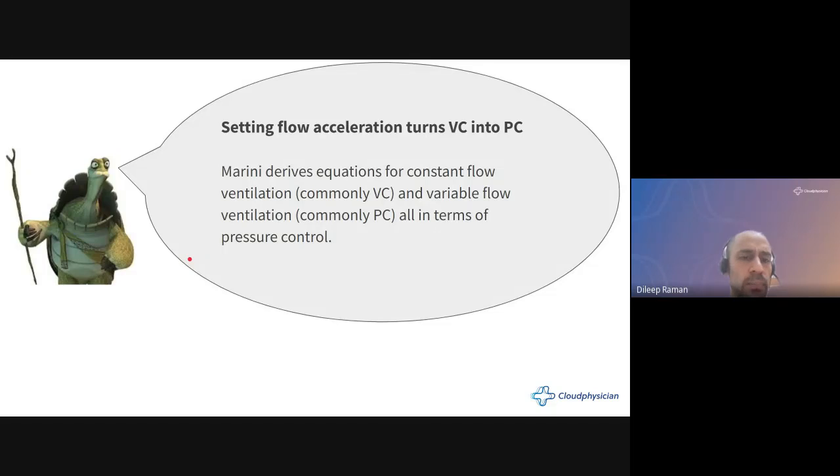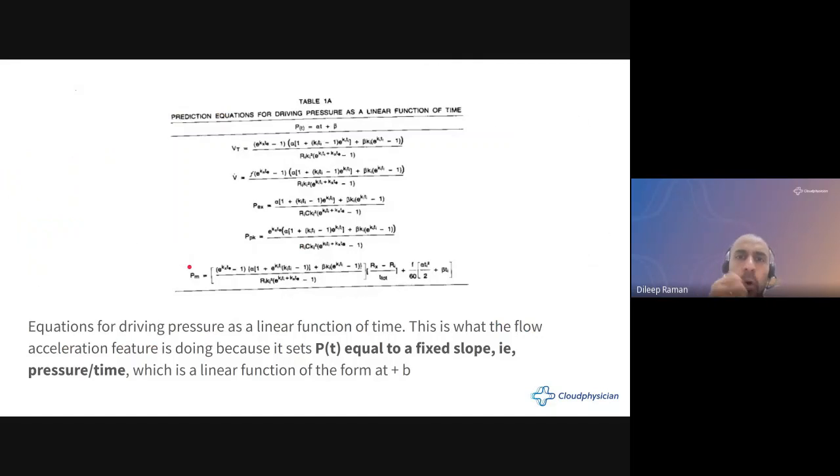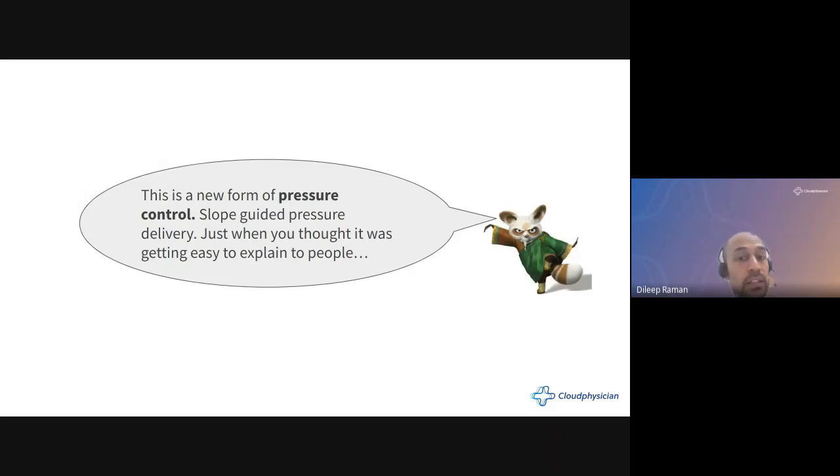So the senior professor here shares a very old equation by Merini et al. from a journal publication that says that if you change the rate of pressure as a fixed slope, you can actually use it as a pressure time variable, which is what this equation says, and you don't need to go into the details of the equation. But this is a form of pressure control, a slope guided pressure control.